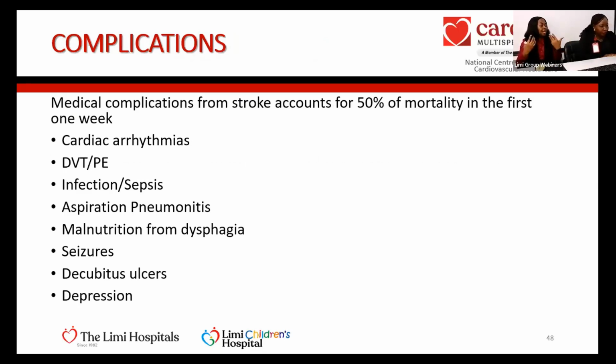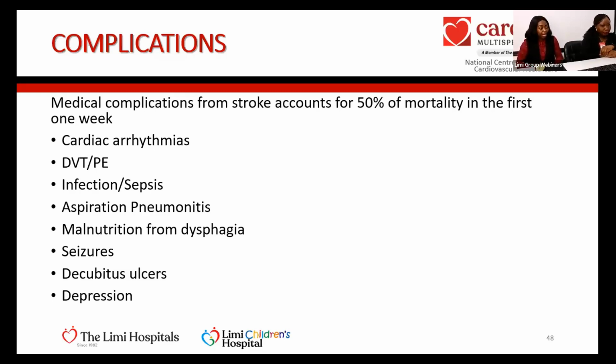So the first one is cardiac arrhythmia. Like we have said, anybody with a stroke should have an ECG done. If they have an ECG done and we continue monitoring them with ECGs, we can identify any cardiac arrhythmias, and even MI, they can even develop MI after a stroke. So it's important that we monitor them with ECG so that we can detect and manage cardiac arrhythmias when they develop.